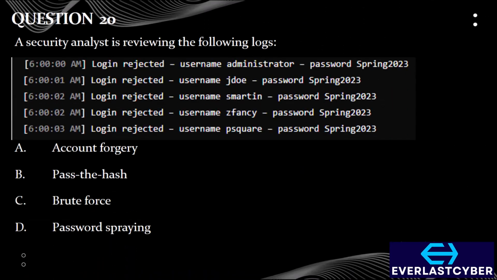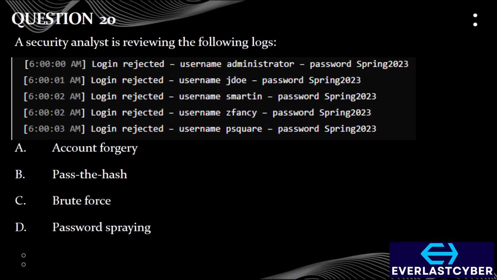Question 20. A security analyst is reviewing the following logs. Which of the following attacks is most likely occurring based on the log we have here? A. Account forgery. B. Pass the hash. C. Brute force. D. Password spraying.